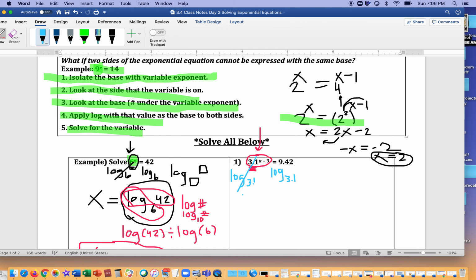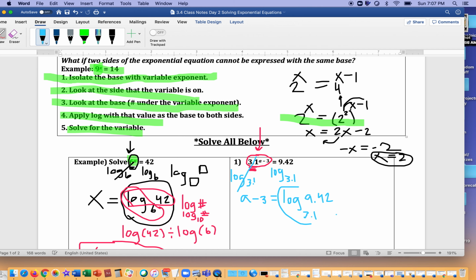Because the base and the log are the same, those cancel. So we're left with a minus 3 is equal to, oh shoot, you guys are supposed to do that. No, I'll do it for you. You're supposed to do that one, but I'll do it. Okay, so it's log of 9.42, base is 3.1.